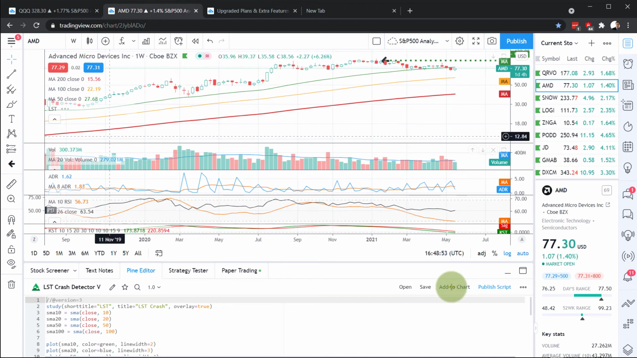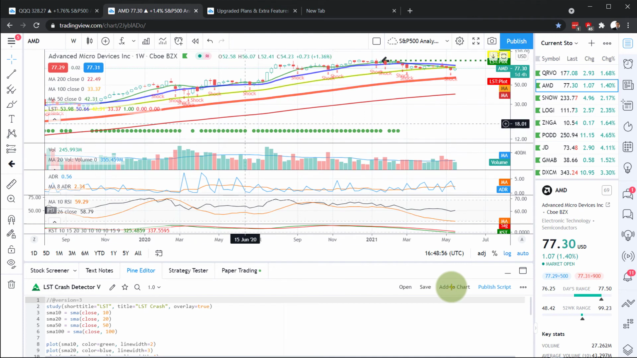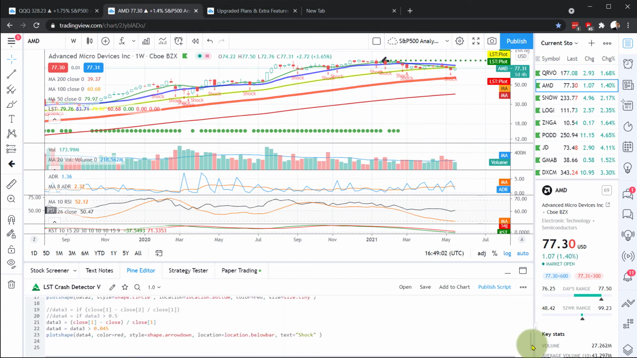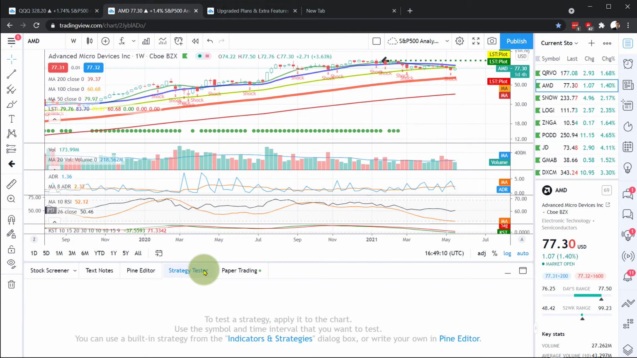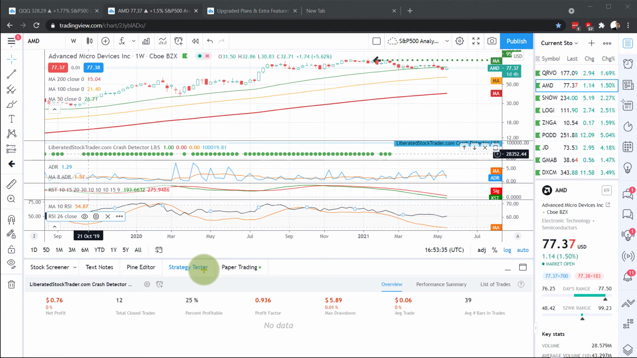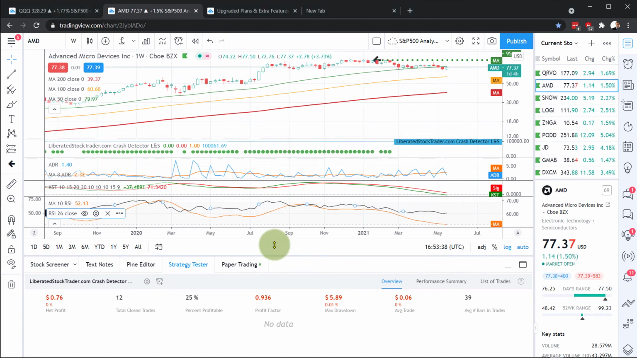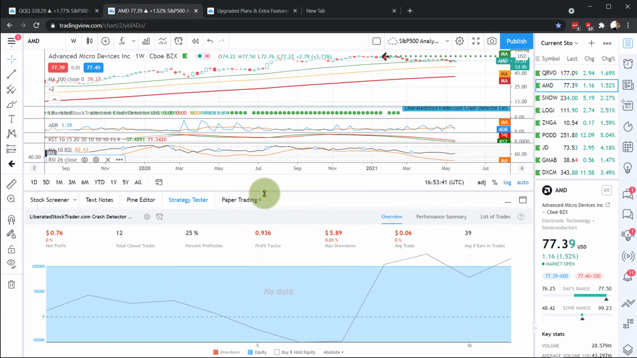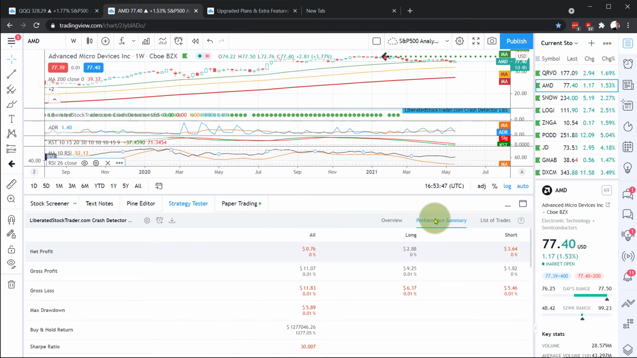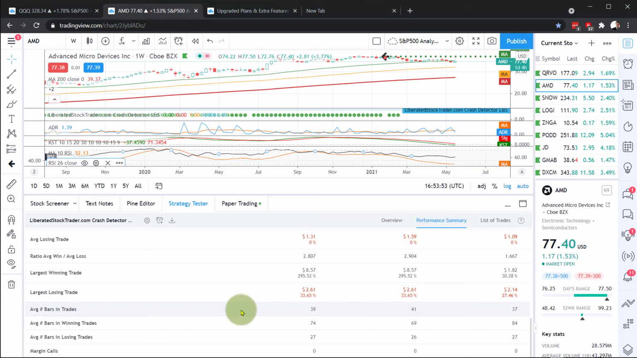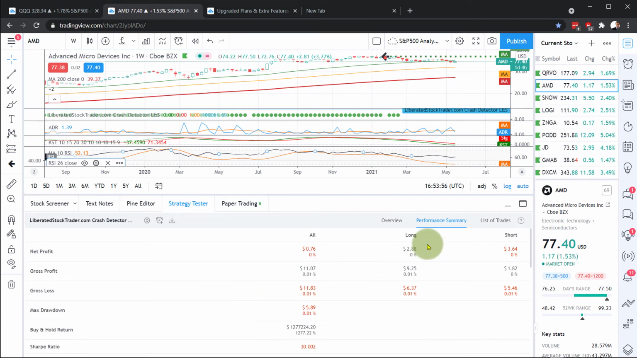So I'd simply add this script to the chart, and it plots then the system and all the variables that go along with that system. And you can see here that here's the code that's part of this, and instantly we have a system. And now I've loaded the system, and I can then test the strategy. So now you can see here I've added the crash detector strategy here, and I've tested the strategy on this particular stock over this period. And you can see here the results. We can see a performance summary, net profit, gross loss, max drawdown, Sharpe ratio, and various other factors. So this is really a nice way to look at it.